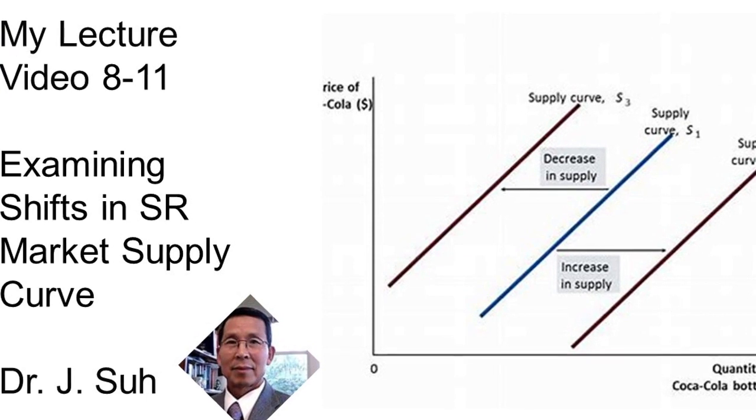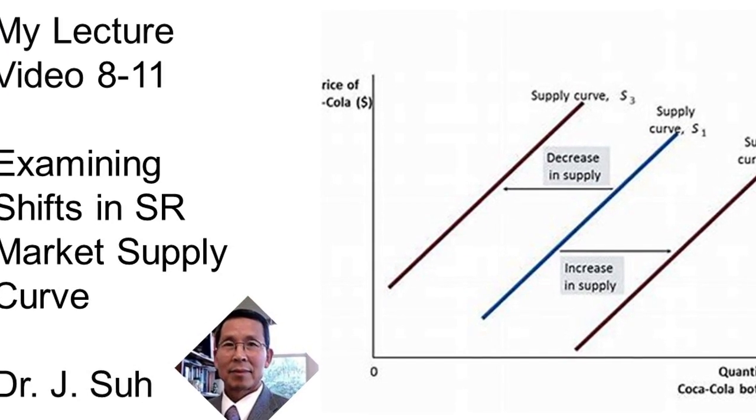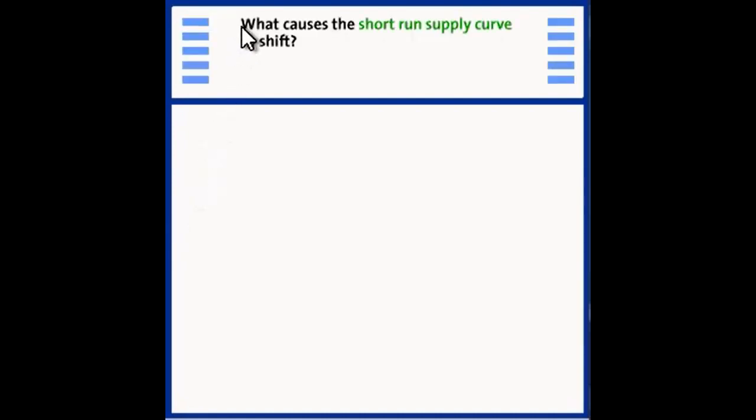There was a lot to cover in this diagram, and I find that when I give this explanation, students always have questions. I'm going to try to anticipate some of your questions and answer them in this segment. The first question that students often ask is, what causes the short-run supply curve to shift? What causes this green curve to change its position? What leads to a larger quantity of output at any given price?